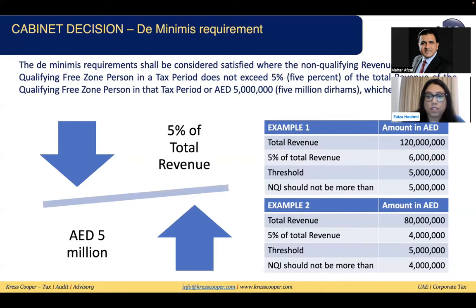if you see in example 2, the total revenue is 80 million, and 5% of the total revenue is 4 million. Because the threshold is 5 million or 5%, whichever is lower, the non-qualifying income for that company should not be more than 4 million.